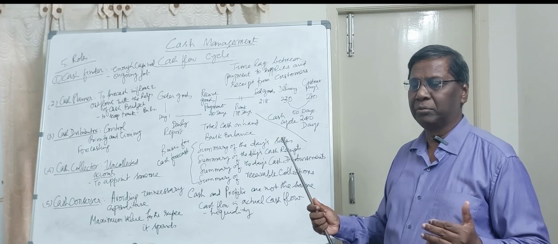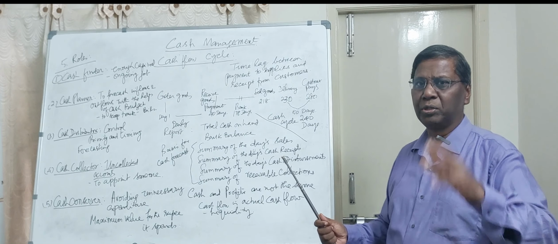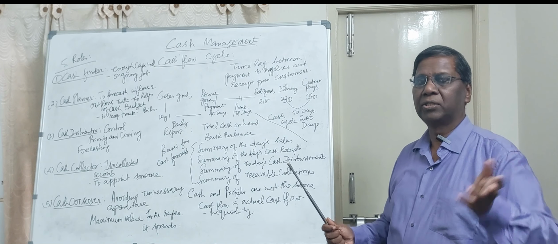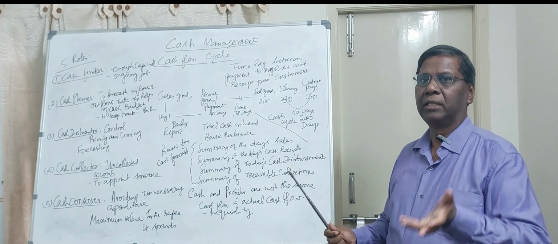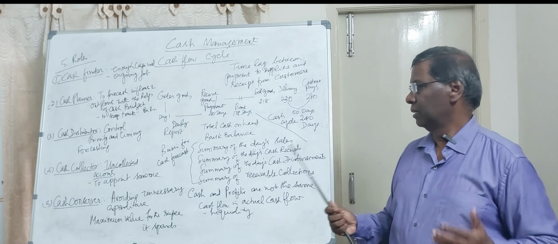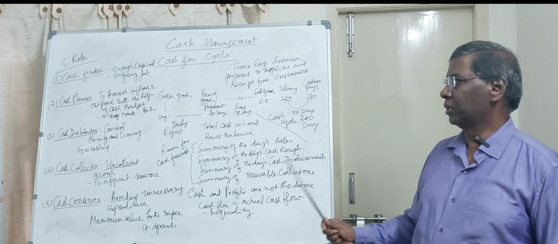So cash flow is actual cash flow, liquidity. How much cash is available, how much I can pay the EB bill, how much I can pay the wages, how much I can pay the suppliers, how much I can pay the GST, all these things will come because of cash flow. So you should understand.